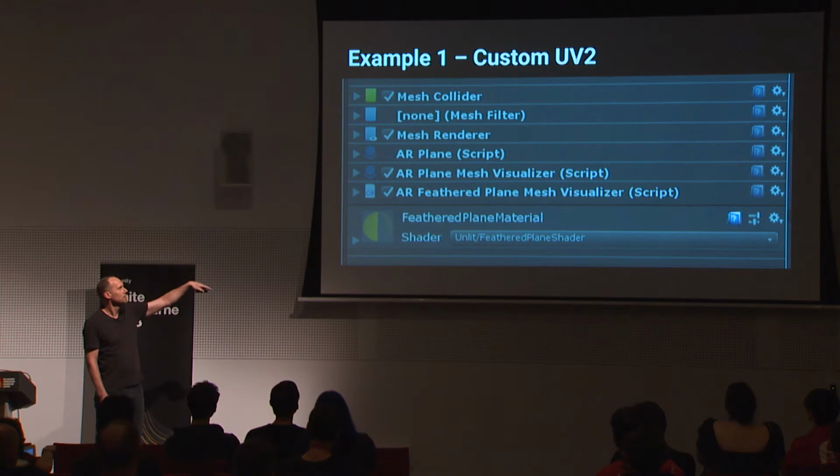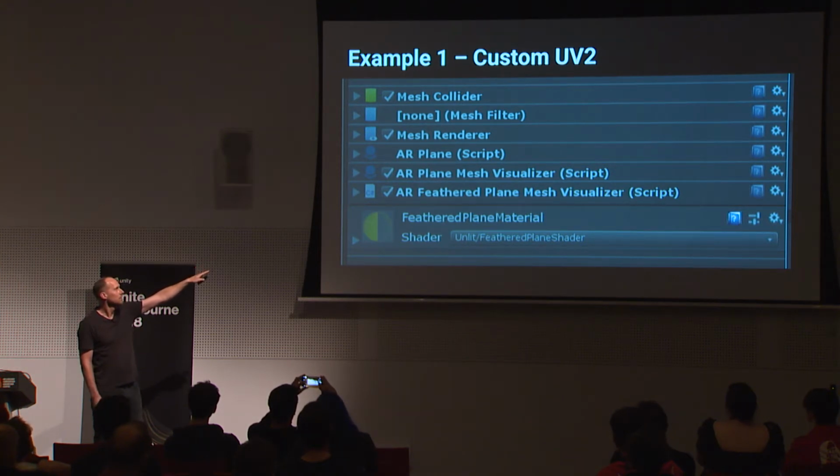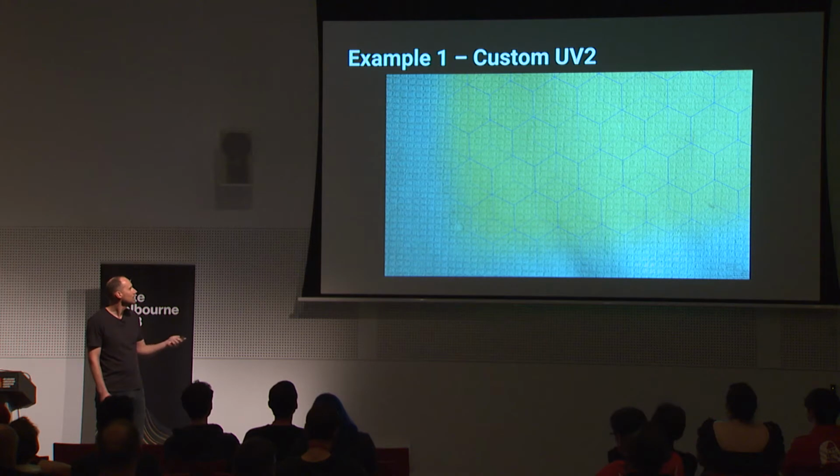Just to show you what that looks like in Unity land, we have an AR plane there. We have the plane visualizer, which generates the mesh. And then in this instance, this is the feathered plane visualizer I wrote for ARFoundation as well, that, rather than having hard edges, just fades out towards the boundaries. So let's look at the feather one first.